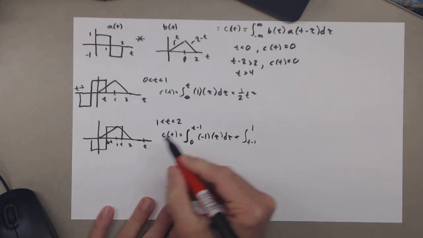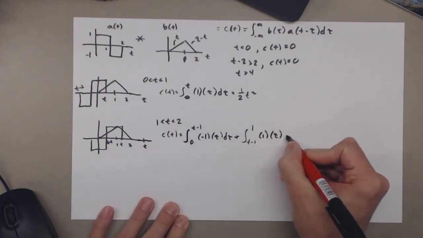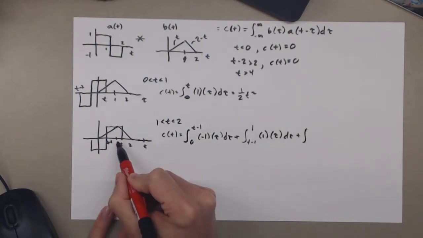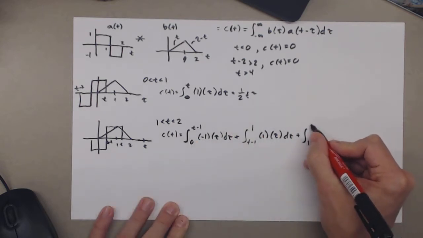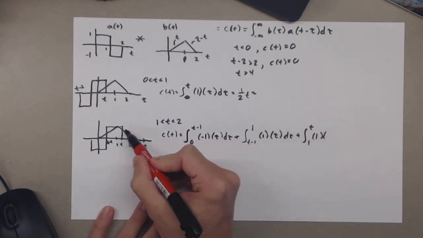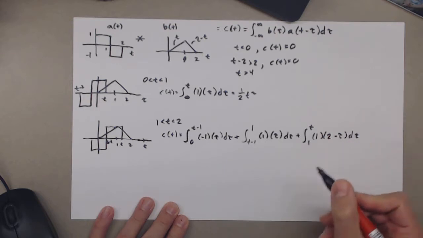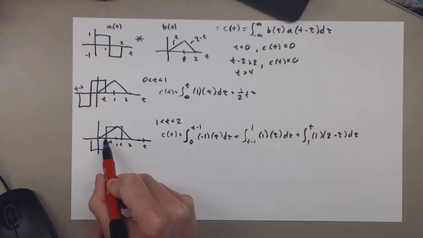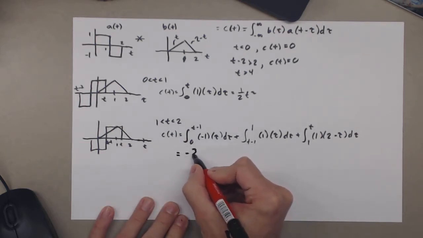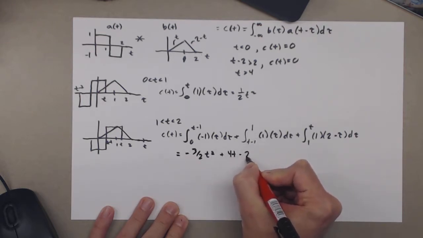From t minus 1 to 1, we need a different integral, because now A of t minus tau has a value of 1. And then finally, between 1 and t, A of t minus tau is still 1, but B of tau now has a value of 2 minus tau, d tau. So 3 different pieces because these are piecewise linear functions. Again, there's a whole bunch of math, and we end up with something that looks like this.